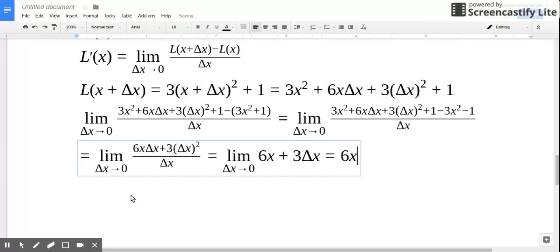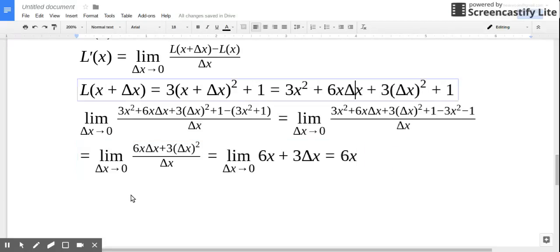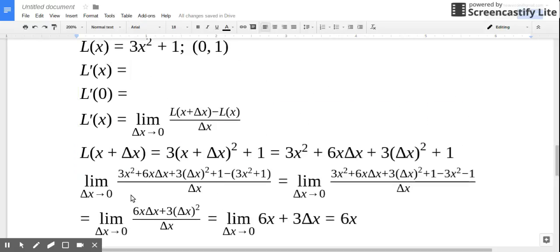So we'll have 6x plus 3 times 0, and of course 3 times 0 is just 0, so we're just left with 6x. So finally, we went up here, we found the derivative. The derivative is 6x. We can now come in here and say 6, plugging 0 in for x, and of course that gives us 0.